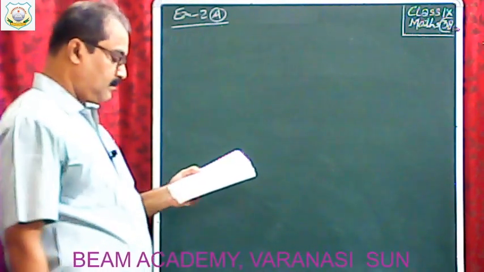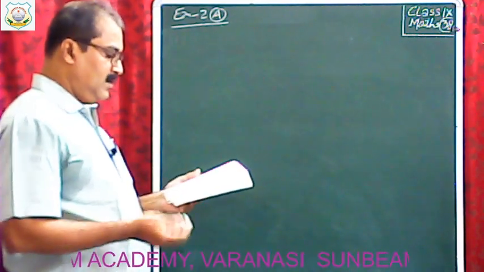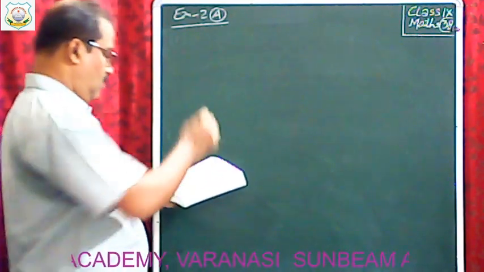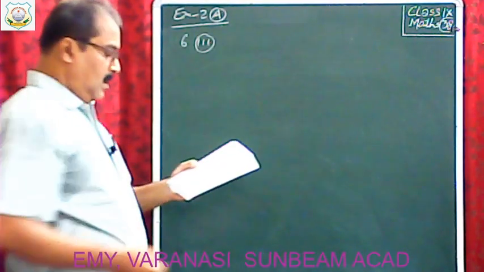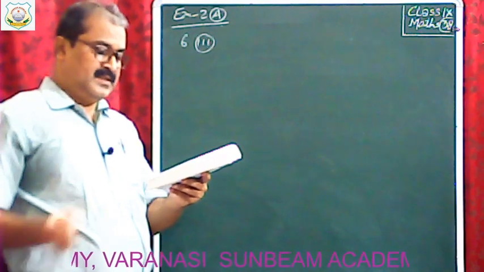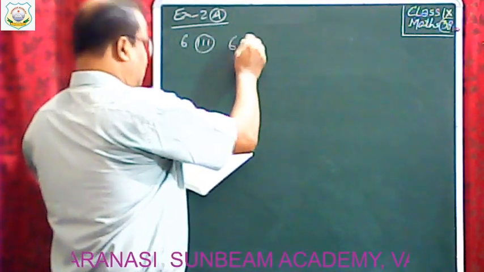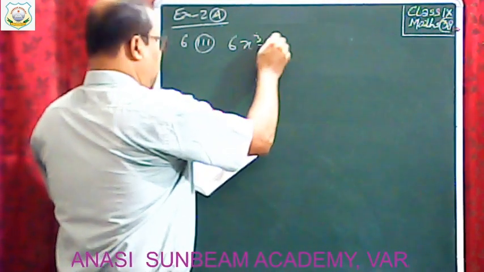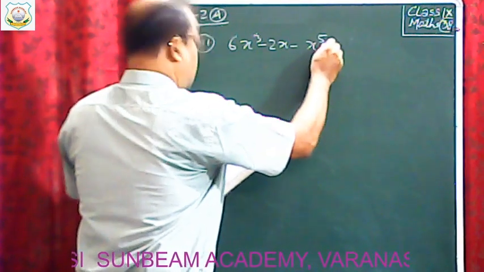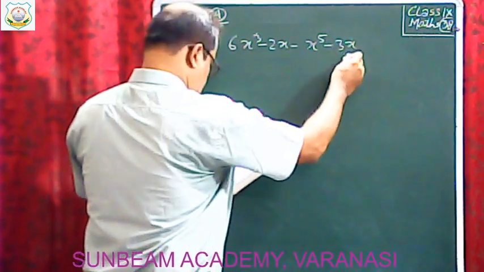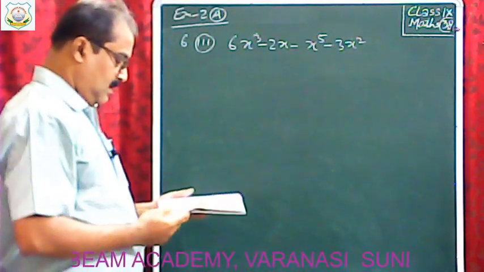Thereafter, all are introductory exercise questions actually, all questions you know. In spite of that, some questions I have to explain. Third, rewrite each of the following polynomials in standard form. Standard form, okay. You have to rearrange the given polynomial in standard form: 2x minus x to the power 5 plus 6x cubed minus 3x square. Clear? You have to rewrite it in standard form.